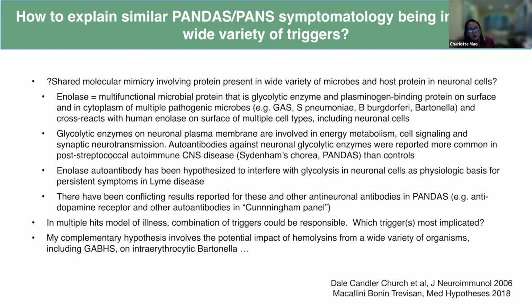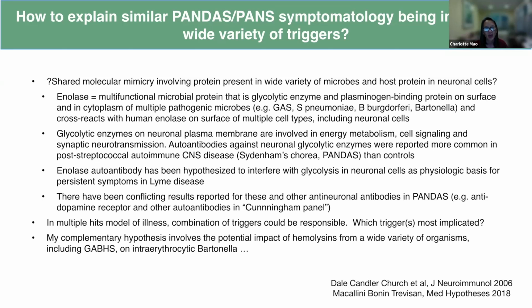There have been other antineuronal antibodies that have been reported in PANDAS patients, for example, anti-dopamine receptor and other autoantibodies in the so-called Cunningham panel. But there have been conflicting results from different researchers reported for these antineuronal antibodies in PANDAS. So in a multiple hits model of illness, it's possible that there could in fact be a combination of triggers that could be responsible, and it can be difficult to discern which trigger is in fact most implicated.